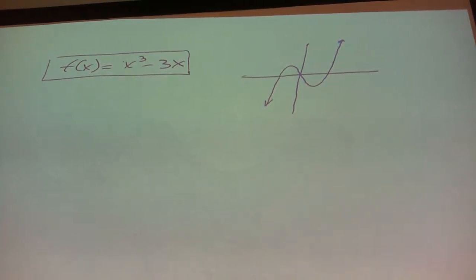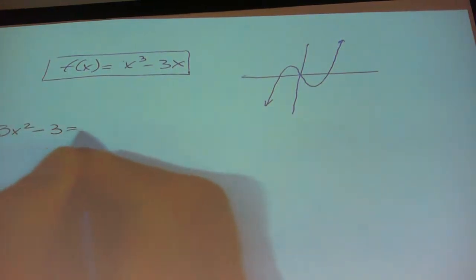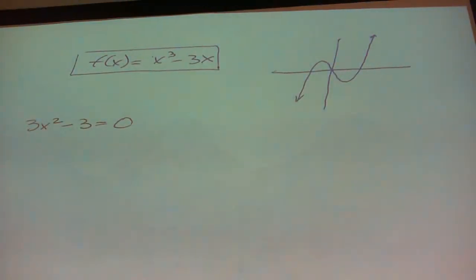All right, so let's see how we're doing. Oh, I'm sorry. Okay. So if I take the derivative, what's the derivative? 3x squared minus 2 equals 0. So we take the derivative, set it equal to 0. Are we okay? Then we solve.